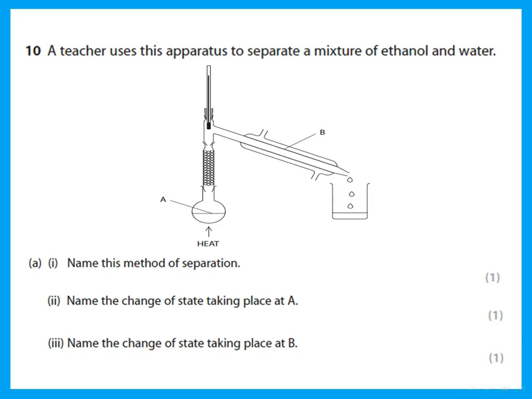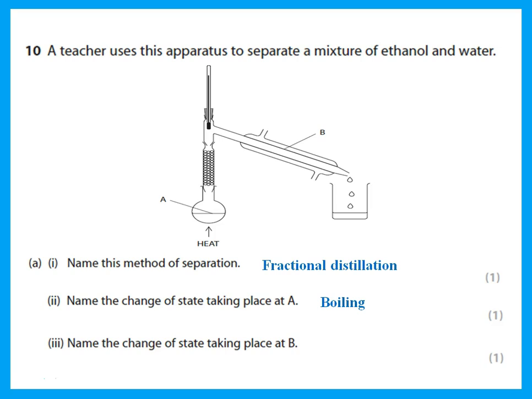This question is talking about this apparatus, and you should realize the name of this method. This is fractional distillation. Name the change of state taking place at A. What is happening at A? We're heating the liquid until it reaches boiling point. So at A, what is happening is, you can either say evaporation or you could say boiling.